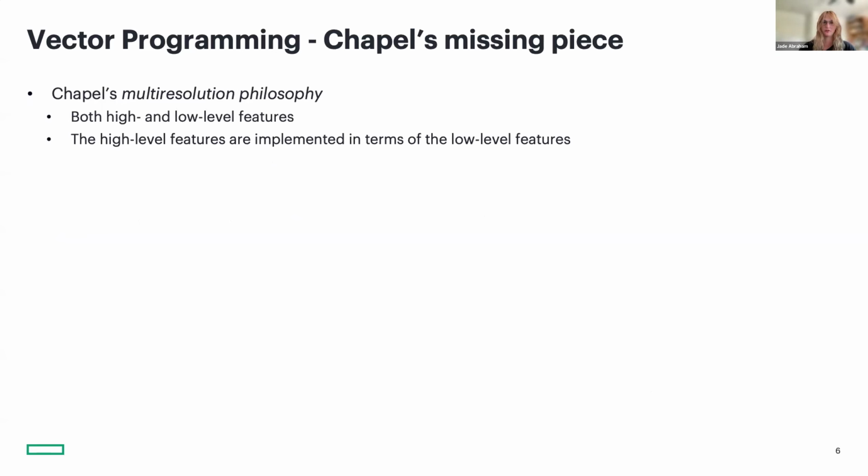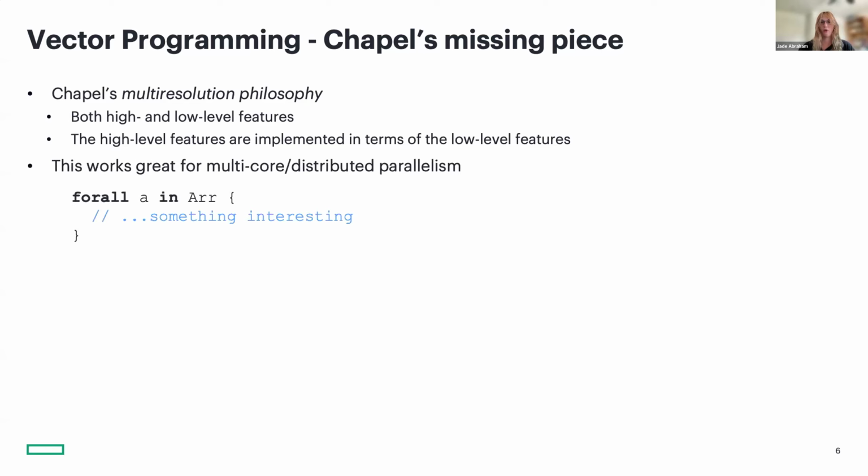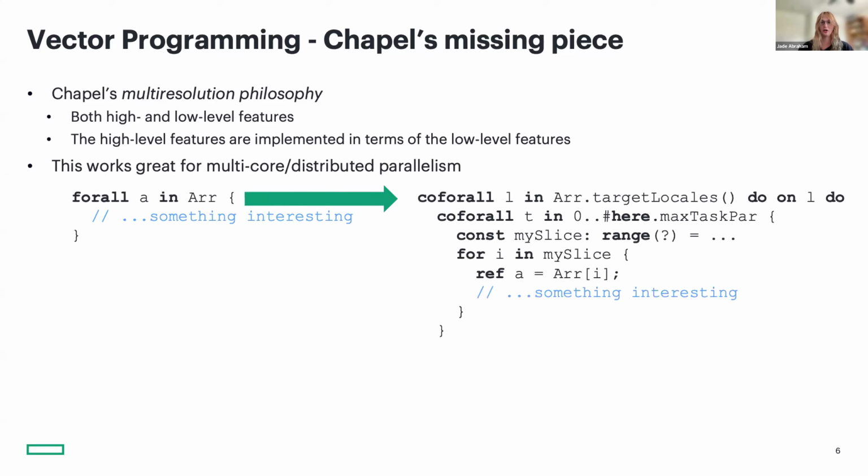Chapel has this multi-resolution philosophy. You have high-level features and low-level features, and all the high-level features are implemented in terms of the low-level features. This is awesome for multi-core and distributed parallelism. You can write this cool forall loop, and this is going to invoke a parallel iterator and give you distributed parallel performance. But if that's not enough, you can go in under the hood and rewrite all that same kind of magic into your own explicit loop, and use lower level features to get the same effect.